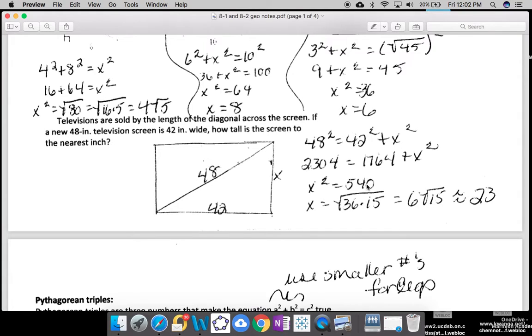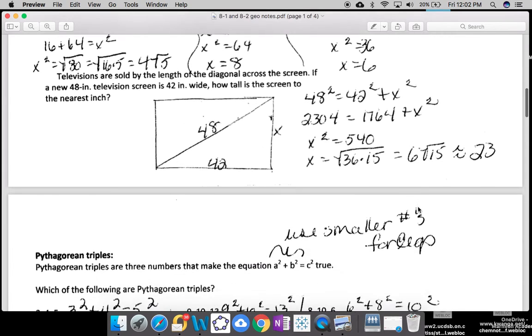Then I take my calculator, 540 divided by 36, and I get 15. So if that helps, use a factor tree. Otherwise, you can just keep dividing 540 by perfect squares till you hit one that works, which leaves 6 square root of 15, or approximately 23 inches.